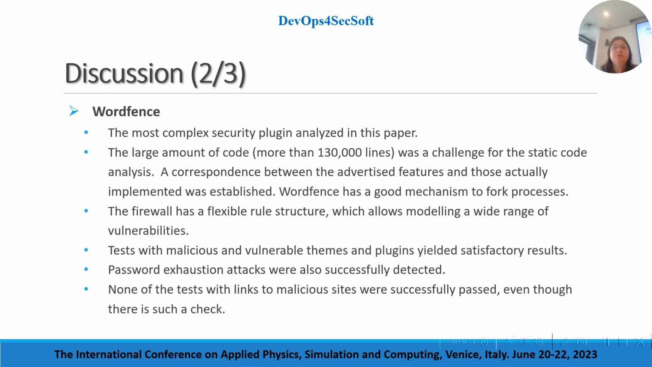According to WordPress, the most complex security plugin analysis in the paper which we describe, it has a large amount of code, more than 130,000 lines of code, which is a challenge for the static code analysis. The firewall has a flexible rule structure, which allows modeling a wide range of vulnerabilities. Tests with malicious and vulnerable themes and plugins yielded satisfactory results. Password exhausting attacks were also successfully detected, and none of the tests with the links to malicious sites were successfully passed, even though it has such a check.